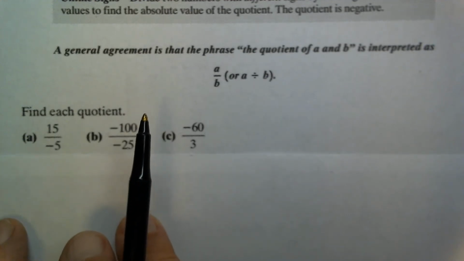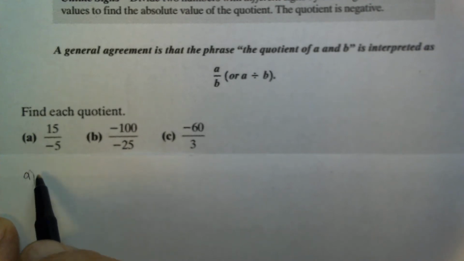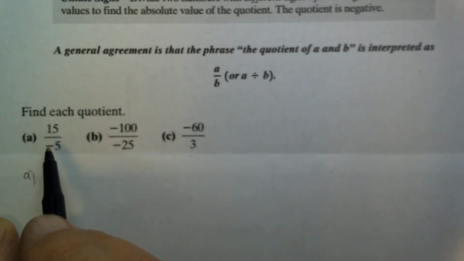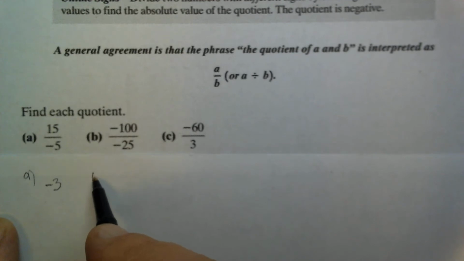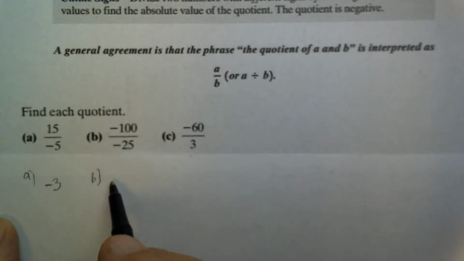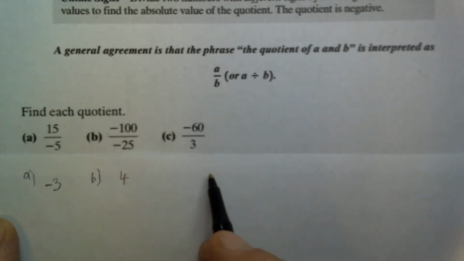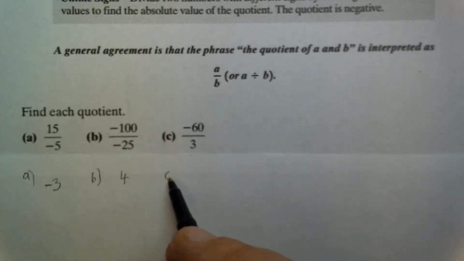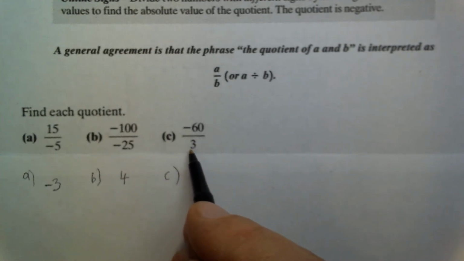Here are some very simple division exercises. So for A, 15 divided by negative 5, so a positive divided by a negative would be a negative, and so the quotient is equal to negative 3. For B, the signs are the same, so we know the quotient will be positive, and so the answer will be positive 4. Here for C, we have unlike signs, negative divided by positive, so the quotient will be negative, and that is minus 20.